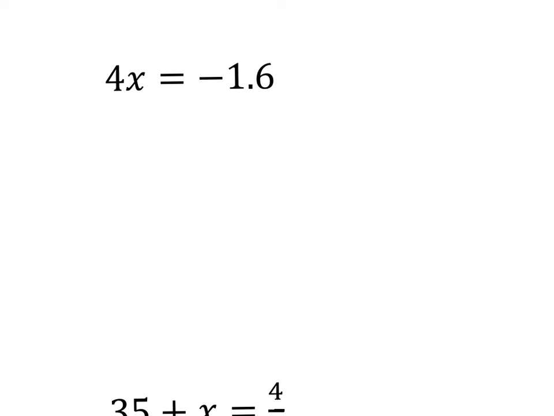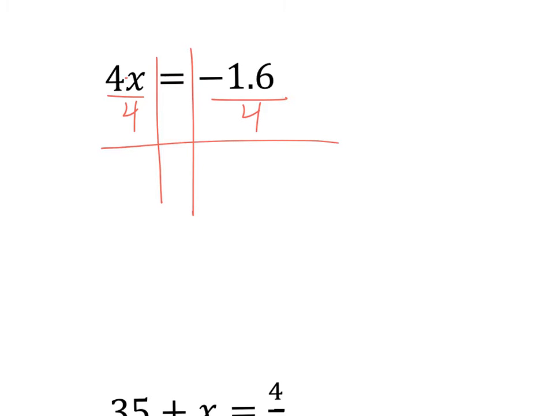Now we have 4x equals negative 1.6. So we can make our railroad tracks. Now here 4x, we are multiplying there, right? You could put a little dot in there if you want to remember that you're multiplying. The inverse of multiplying is dividing. So we're going to divide by 4 on both sides to keep everything equal.